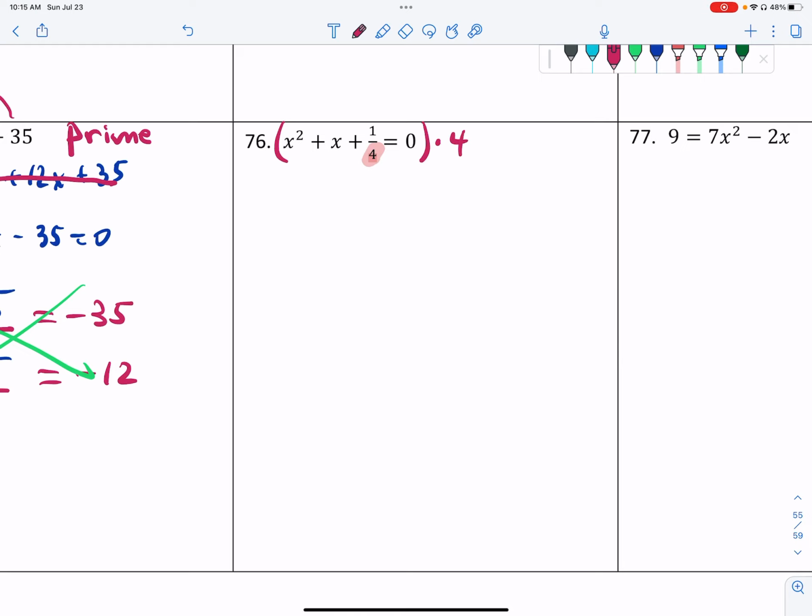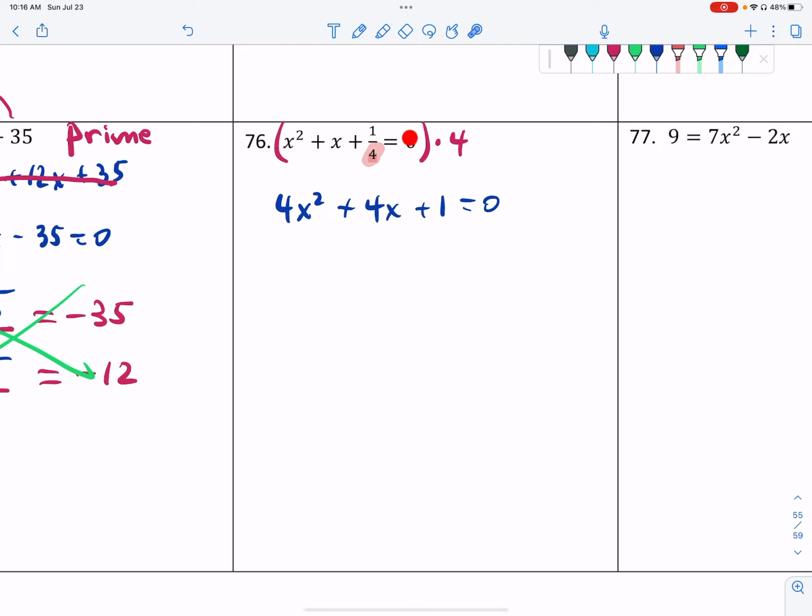When you multiply everything by 4, the fraction is going to disappear, and then this quadratic is going to be magically easier to solve. So 4 times x squared, you get a 4x squared, plus a 4 times x is 4x, and then 1/4 of 4 is 1, is equal to 0.